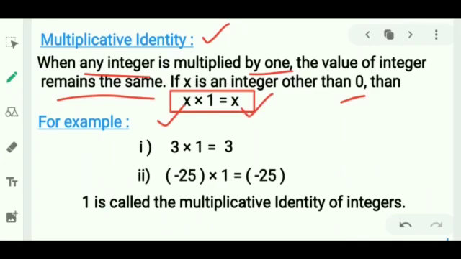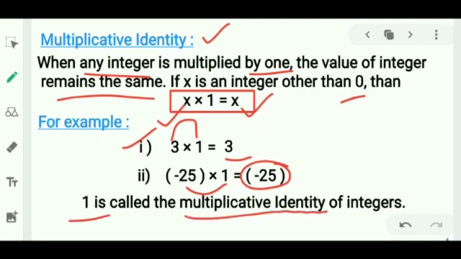Okay. Next, let's understand this with an example. 3 multiplied by 1, we know 3 times 1 is 3. And if we multiply -25 with 1, it becomes -25 itself. So we can say if we multiply an integer other than 0 by 1, there is no change, it becomes itself. So 1 is called the multiplicative identity of integers.